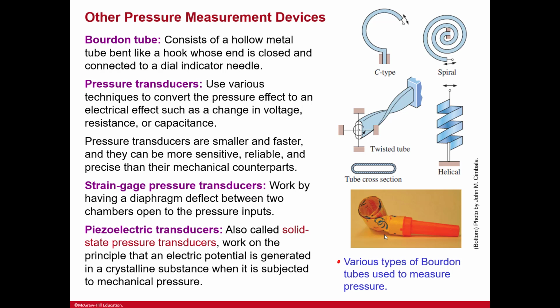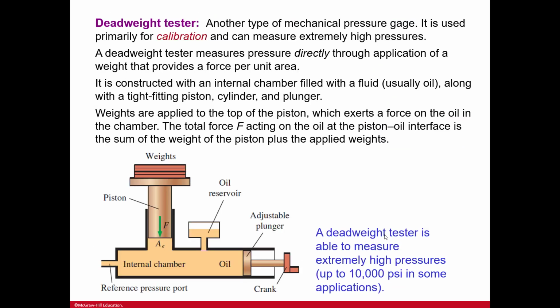Those are piezoelectric transducers. Deadweight tester is another type of mechanical pressure gauge. It is used primarily for calibration and can measure extremely high pressures. So that way you're able to calculate some other types of pressure gauges. A deadweight tester measures pressure directly through application of a weight that provides a force per unit area. It is constructed with an internal chamber filled with a fluid.